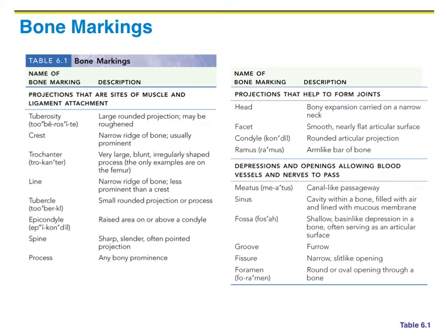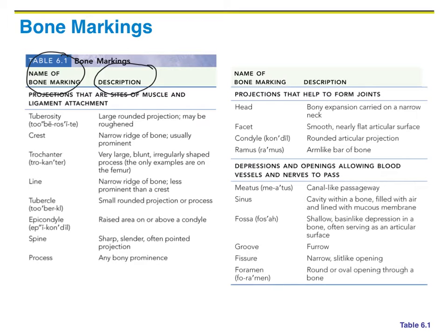This is a continuation of the Chapter 6 lecture on bones and skeletal tissues. This is a table of the bone markings. You will need to be familiar with the name of the bone marking, which you can see in this column, and the description for each of those different categories.